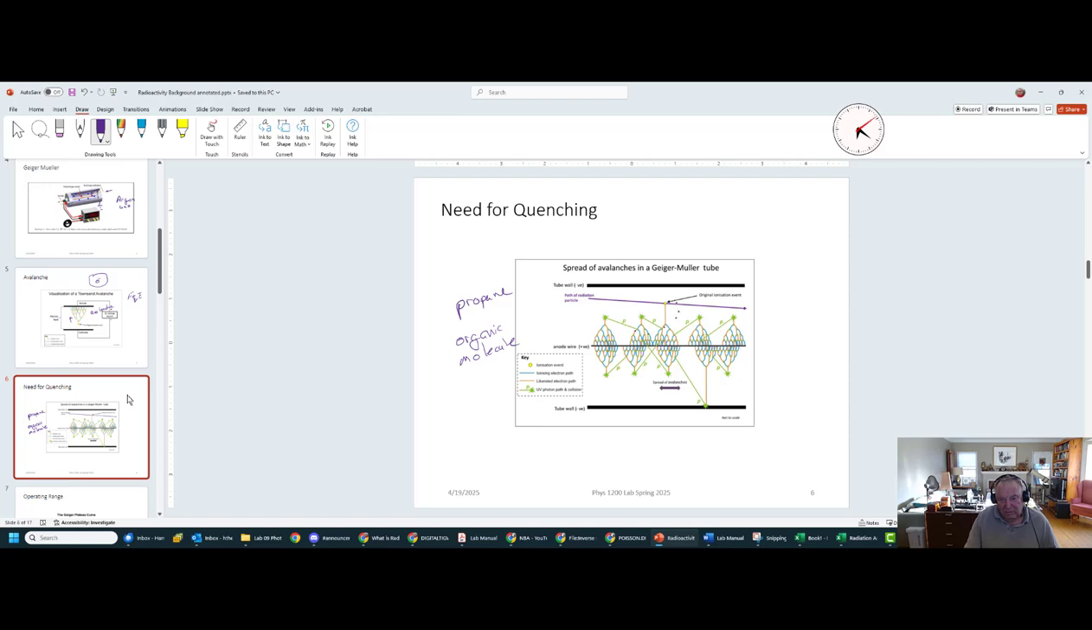So it needs to have some kind of other gas in there, and a big molecule like that will absorb the liberated photon. There'll be a rise in energy of one of its electrons. It'll decay, but it'll come out at a lower energy, and so you stop the runaway.